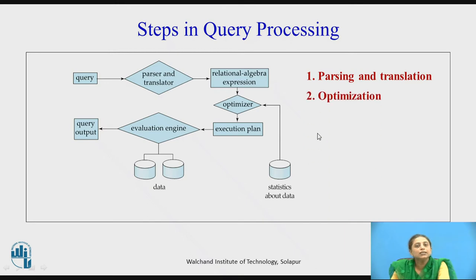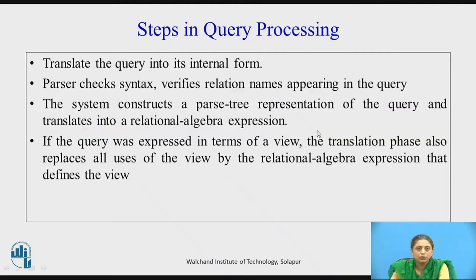The second step is optimization, in which the cost of every plan will be found, and based on that, it will be decided which plan is the optimized one, the one having low cost. That will be passed to the execution plan. Then the execution plan will be passed to the evaluation engine. The evaluation engine will execute that plan and the output will be written. So the third step is evaluation. Let us look at it in detail.